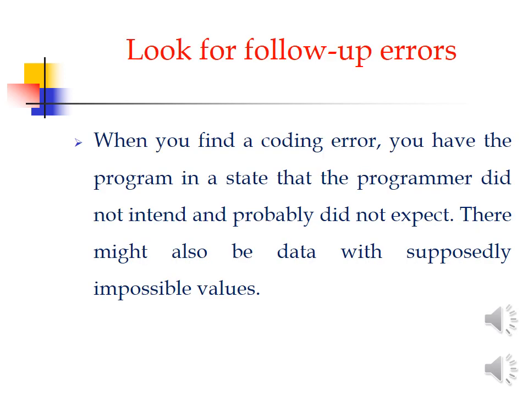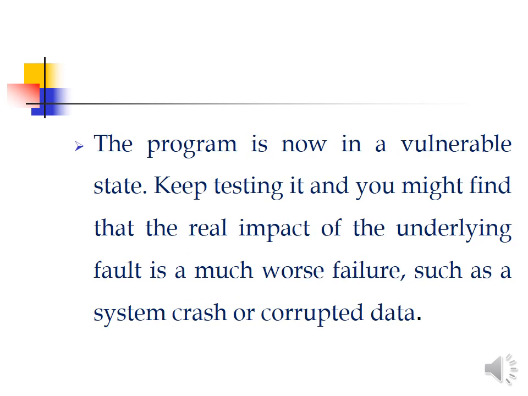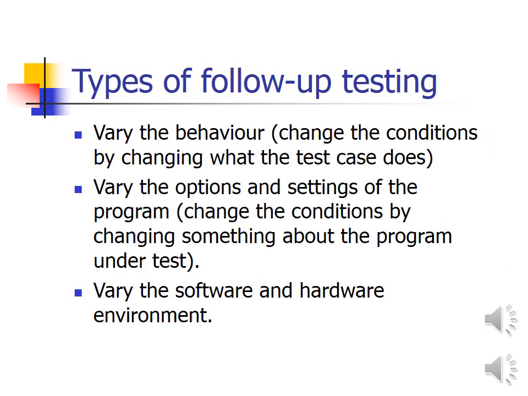When you find a coding error, you have a program in a state the programmer did not intend and probably did not expect. It may hold data with supposedly impossible values. The program is now in a vulnerable state. Keep testing to find the real impact of the defect, such as how much worse the failure can get, like a system crash or corrupted data.